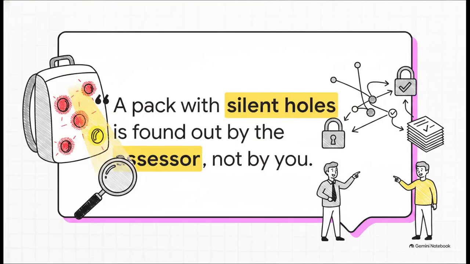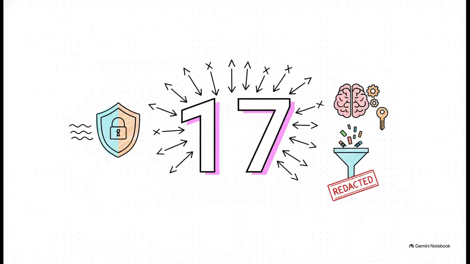And that engineering philosophy is summed up brilliantly by this core idea. A pack with silent holes is found out by the assessor, not by you. If evidence collection fails mid-scan, maybe because of a truncated listing or an access denied error, the tool doesn't silently pass the control. It fails closed into disclosed gaps. That refusal to guess builds massive, unshakable trust with your auditor because they know a clean line actually means it was checked. So trust is the foundation, and that absolutely extends to your raw data.